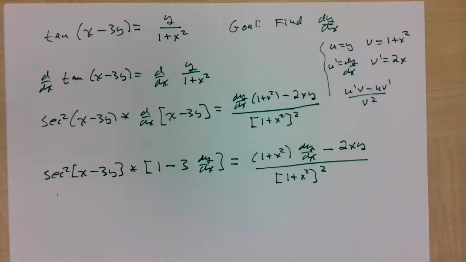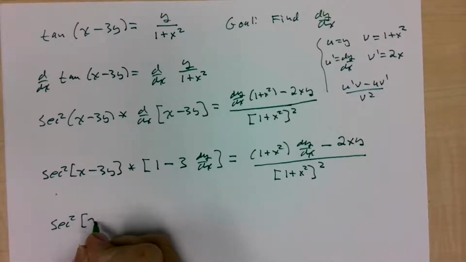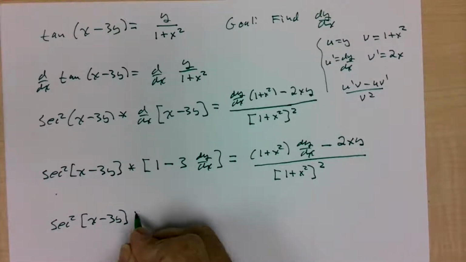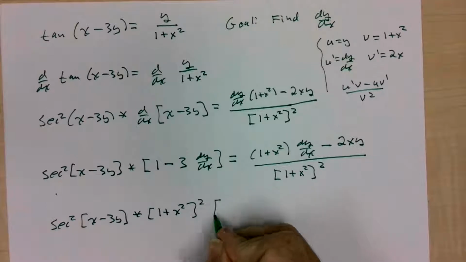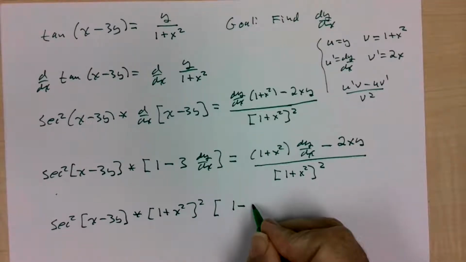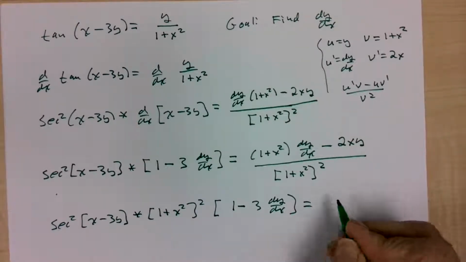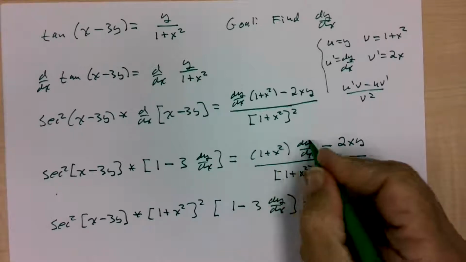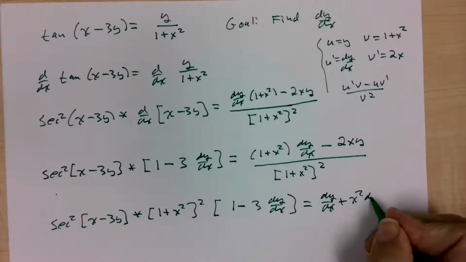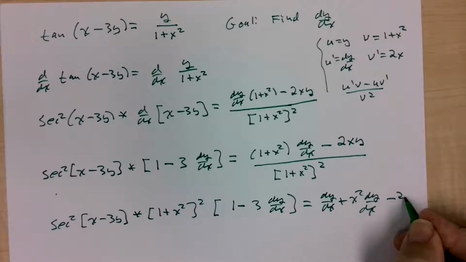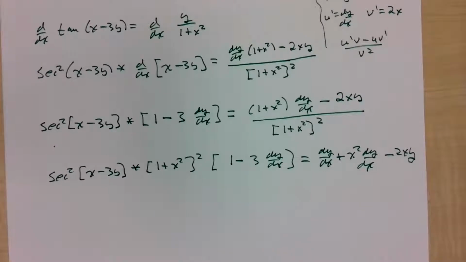Let's multiply both sides by that denominator so that my next line becomes secant squared x minus 3y times (1 plus x squared) squared times (1 minus 3 dy/dx) equals (1 plus x squared) dy/dx, or maybe let's distribute here. 1 times dy/dx is dy/dx plus x squared times dy/dx, x squared dy/dx, minus 2xy. Again, lots of things happening.